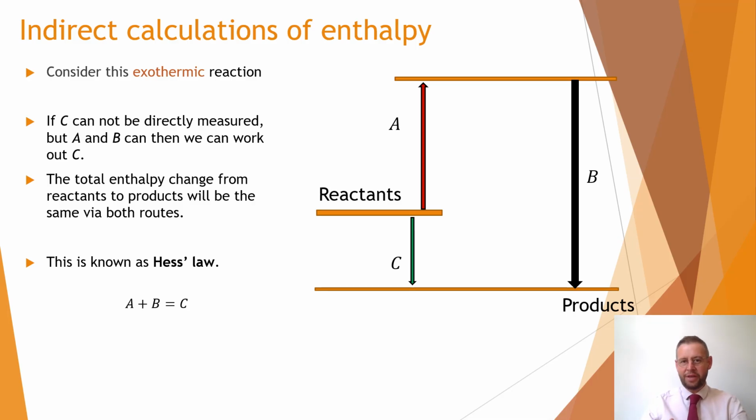Take, for example, this exothermic reaction. You can see in this energy diagram, we've got the reactants on the left and the products on the right. And what you can see is there's a red arrow going up to another line at the top. Now, what that line at the top represents is all of the atoms of the reactants separated apart. And so the energy change A is how much energy has to go in to break the bonds of the reactants into its raw ingredients.